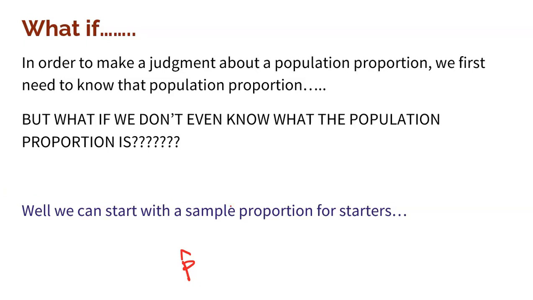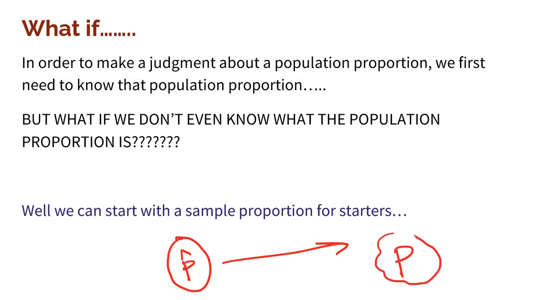Now, let's not fool ourselves. We should know by now that a sample proportion is not going to match the population proportion exactly. It should be close, but it's not going to match it perfectly. Why? Because samples vary. There's only one true population proportion, but there are many, many sample proportions, and there's no way that all those sample proportions are going to match the true population proportion exactly.